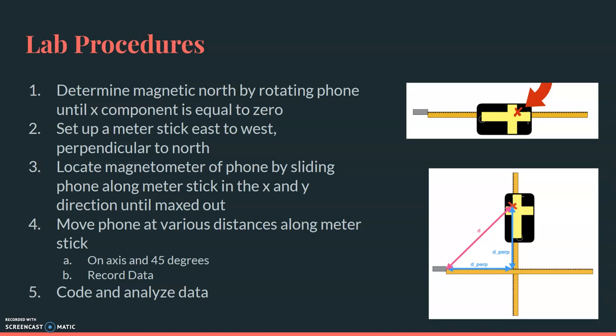Then I located the magnetometer chip in my phone, and to do this I slid my phone in the x and y direction until the readings were maxed out for both values, which gave me an idea of where my magnetometer chip was. Then I moved my phone at various distances along the meter stick, or on axis, for specific magnetic field values. I also did a similar procedure to get the magnetic field measurements for a direction 45 degrees to the magnet. Through these processes, I recorded my data, which I will use to compute values in my code, which will be seen in the future.